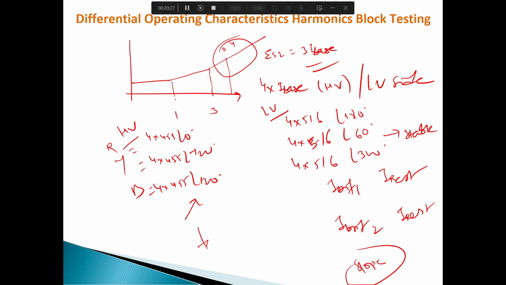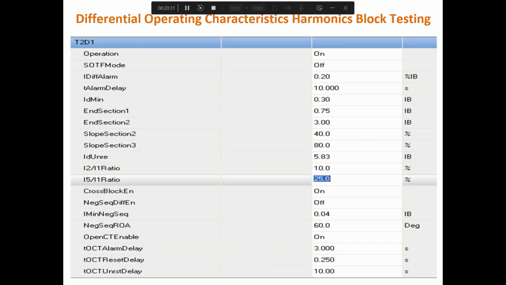The next thing is how to check the harmonics blocking. For the harmonics blocking, let us look at the settings. In this particular relay, this is one setting which is I2 by I1, and the next setting is I5 by I1. I2 by I1 is basically second harmonics, and I5 by I1 is fifth harmonics. The setting for second harmonics is 10% and the setting for fifth harmonic is 25%.